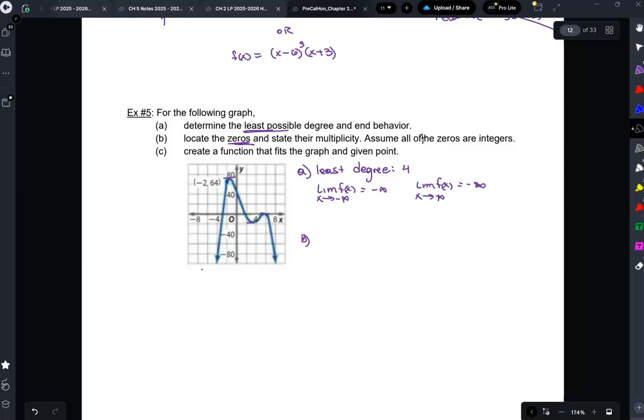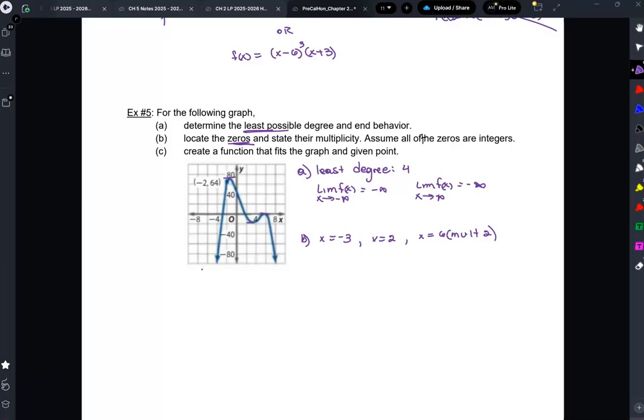Locate the zeros and state their multiplicity. Assume all of the zeros are integers. So what's one zero? Negative 3. What's the multiplicity? 1. And then let's just say 2, also multiplicity of 1. And then x equals, what's the next one? 6. That has a multiplicity of 2, because we're going with the lowest one. They could have also been like 3, 3, and 4 or something, but we're going with the lowest possible number.